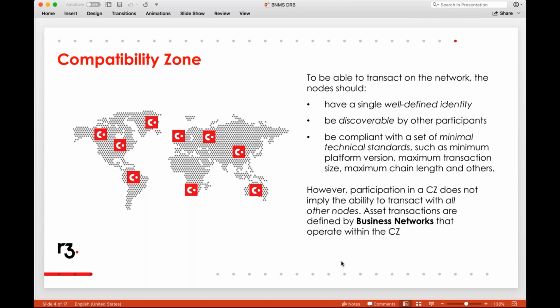But these kinds of parameters are enforced by the compatibility zone. They are not related to any transaction-related stuff. They're just about the nodes being able to talk to each other. But how the nodes actually transact is defined on the business network level, and that's the topic we'll be covering next. So just make sure, please ask any questions if you feel that you didn't fully get the concept of the compatibility zone.